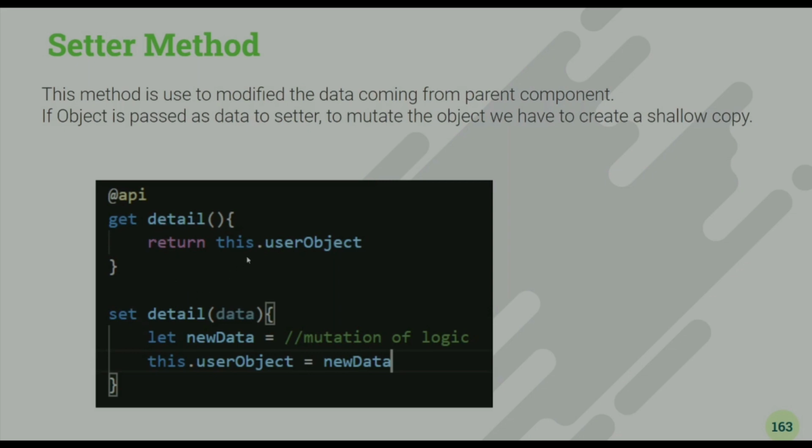And the very important point here is, if an object is passed as data to the setter, suppose this data is an object, to mutate the object we have to create a shallow copy, otherwise it will throw an error. So let's go and see whatever we talked about just now in an example.